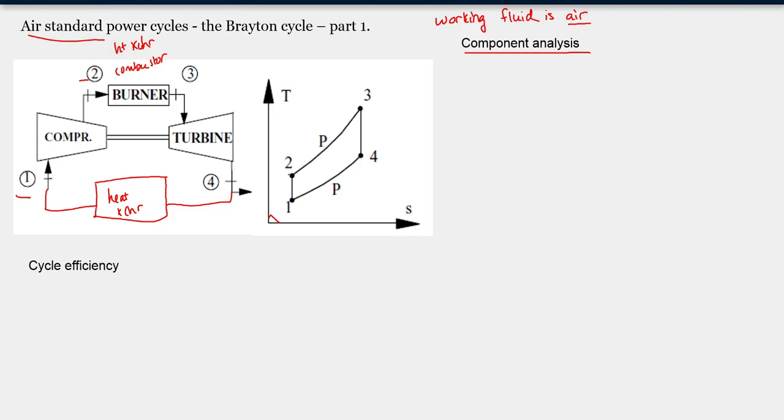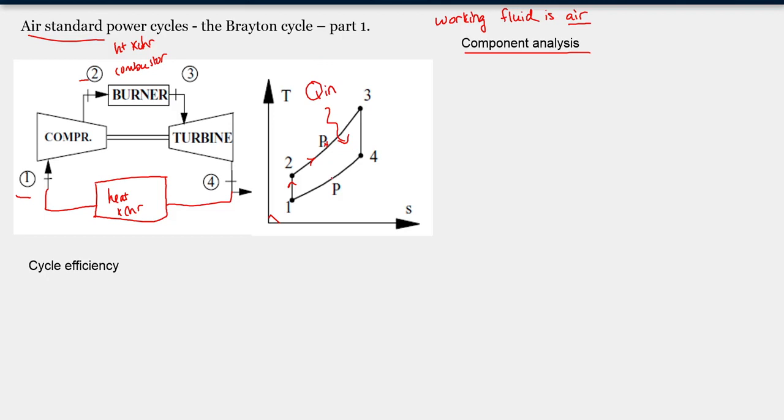So for air, as we go through the compressor, it's isentropic from 1 to 2. We have a constant pressure line, and this is going to be the high pressure, right? Because this is the burner or the combustor. So from 2 to 3, we have constant pressure heat addition. So that's going to be the Q in. And this heat transfer occurs by combustion.